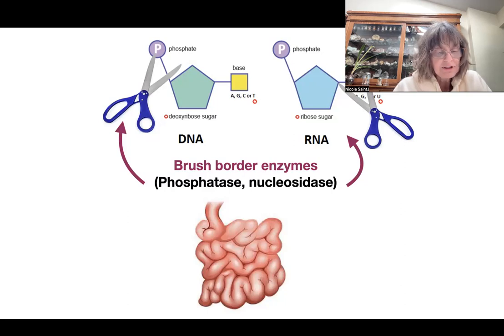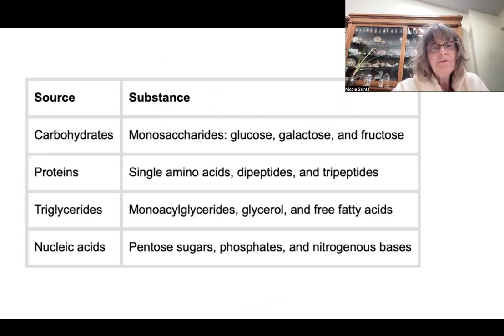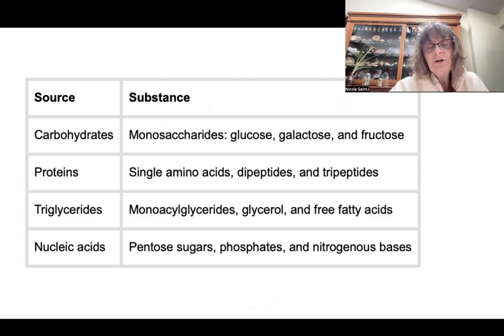Now we are left with just these parts here, and we can look in our little table that we see on the nucleic acid. We have the pentose sugar, the phosphates, and the bases, which are the substances that can actually be absorbed by our cells and go into our system.